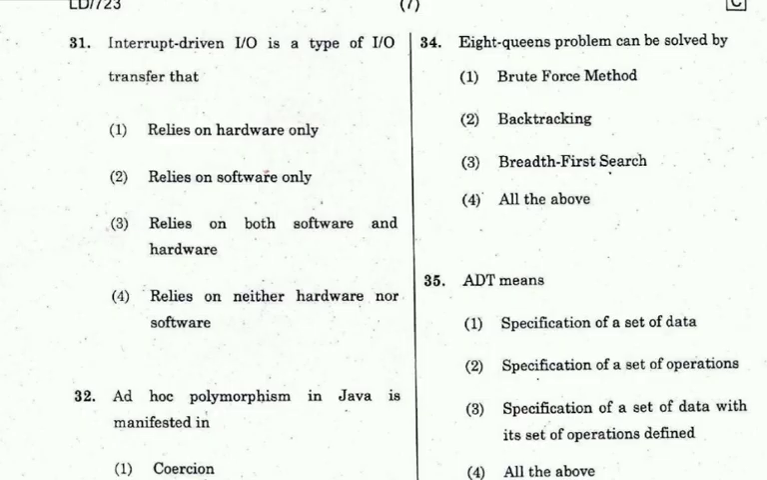Interrupt-driven input-output is a type of input-output transfer that relies on hardware only, software only, both software and hardware, or neither hardware nor software. Interrupt-driven input-output allows a device to notify the CPU when it is ready for data transfer, reducing the CPU idle time. Hardware is responsible for generating the interrupt signals, and software handles these interrupts and manages data transfer. So it relies on both hardware and software. Option 3 is the correct answer.